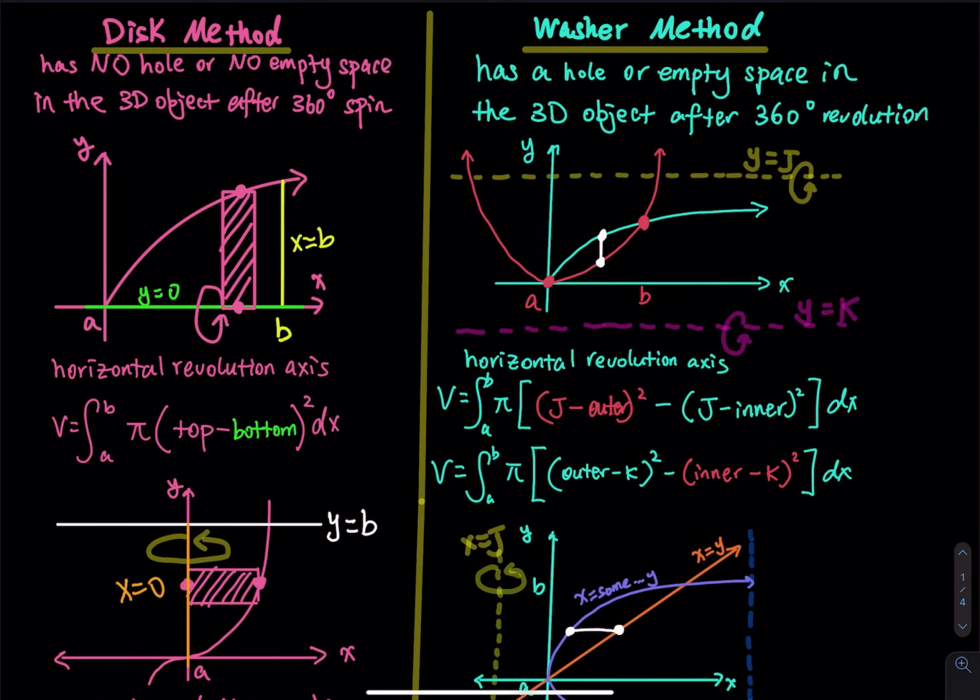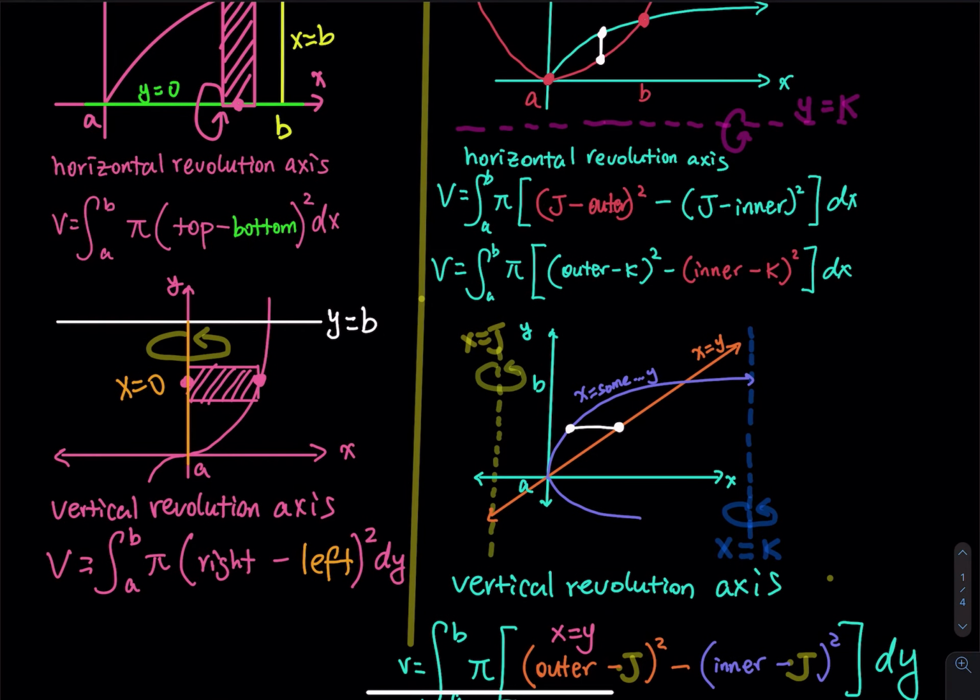Let's take a look at the next graph. So the next graph, we have a vertical revolution axis. So this time we have a spinning symbol on the y-axis. So vertical revolution axis is a dy integral. Then you will be using the right curve minus the left curve. Y right minus left, not left minus right.